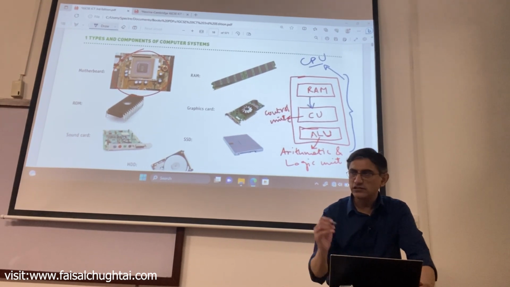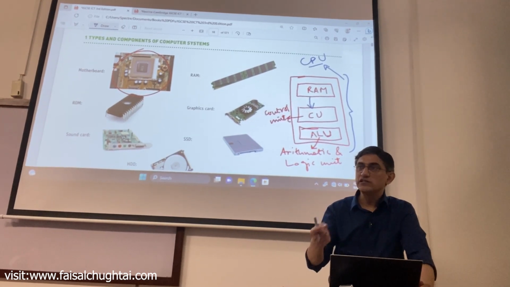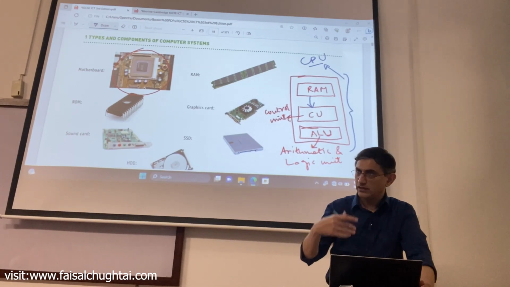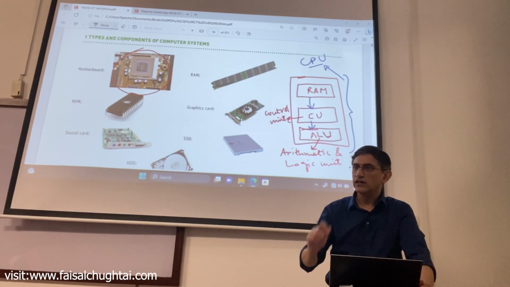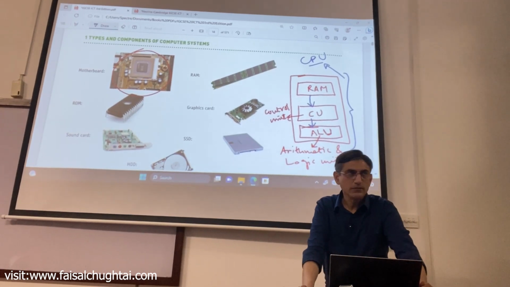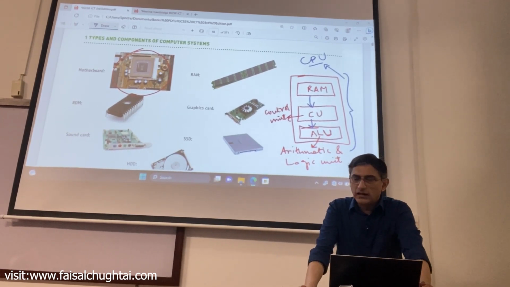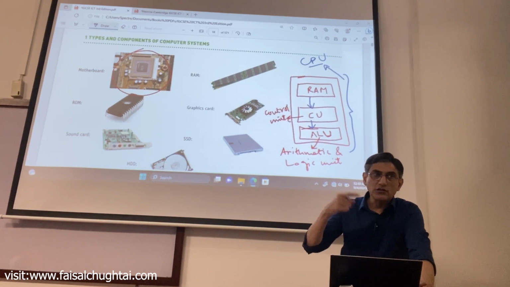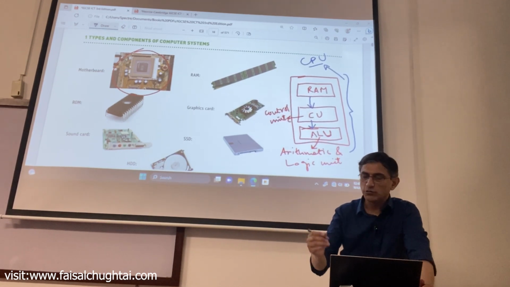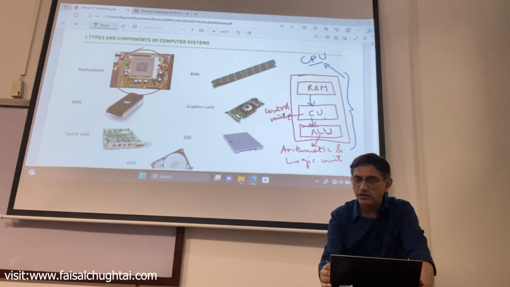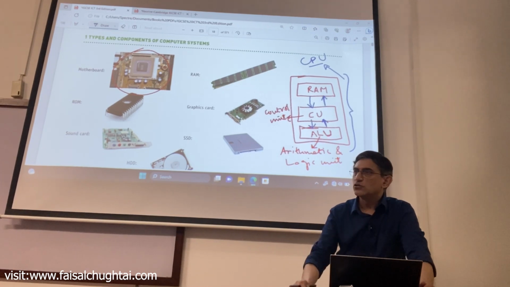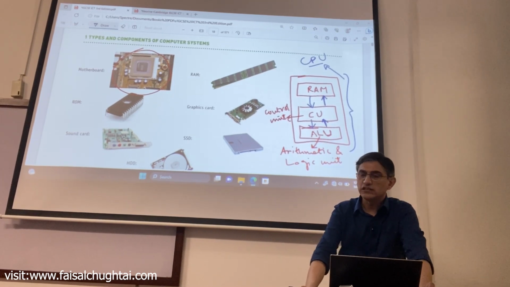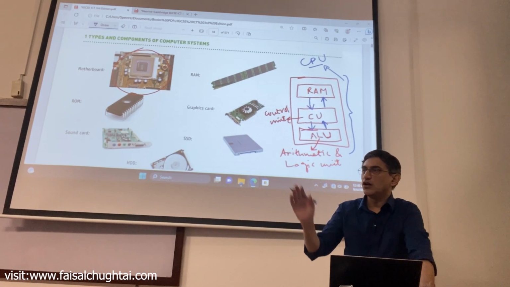Data goes from RAM to the CU, and the CU brings the data from RAM and puts it in the ALU, the arithmetic and logic unit, for processing. Once the ALU is done processing the data, the CU takes it back from the ALU and stores the processed data inside RAM, from where this data will now be output.